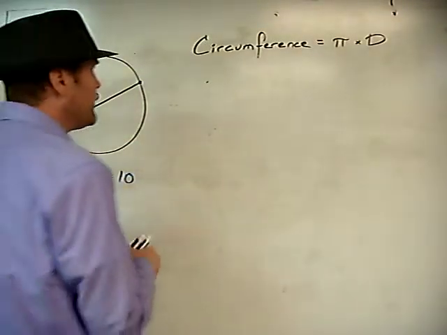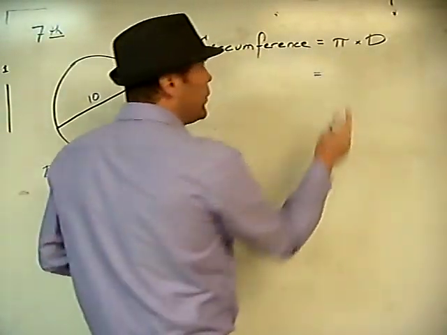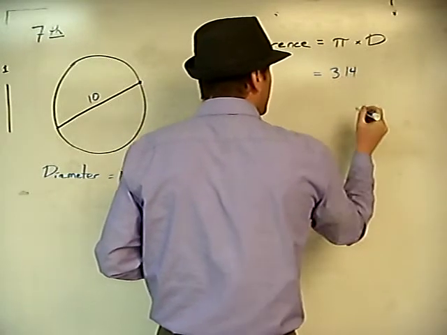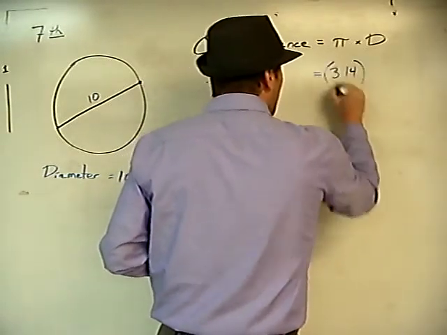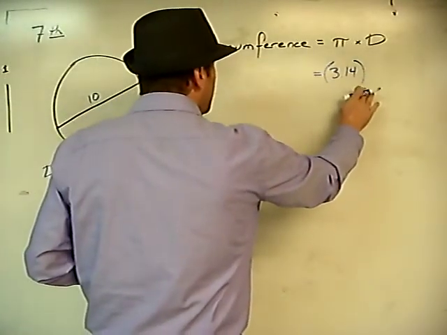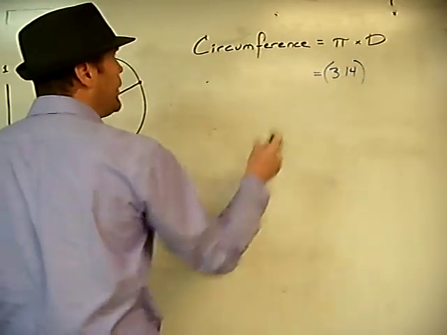How we're going to figure this out, we're going to say first off circumference is equal to, what's pi equal to? We're going to use 3.14. Pi we know is an irrational number. We could add quite a few digits to pi, but we're going to use 3.14 for right now.